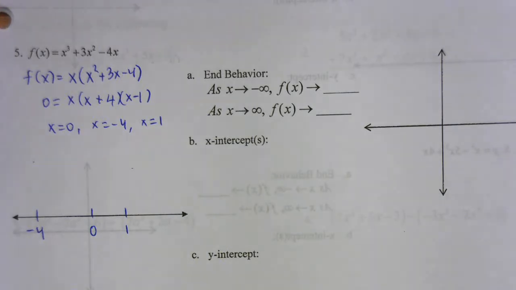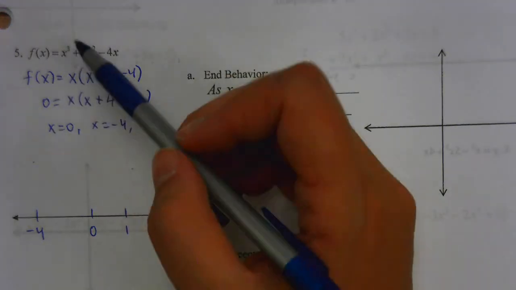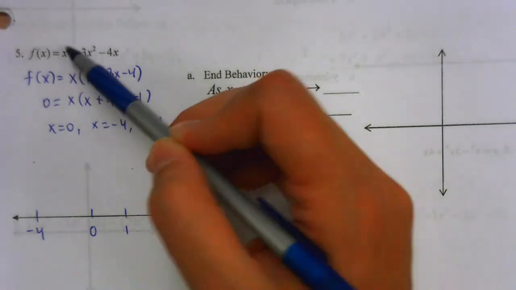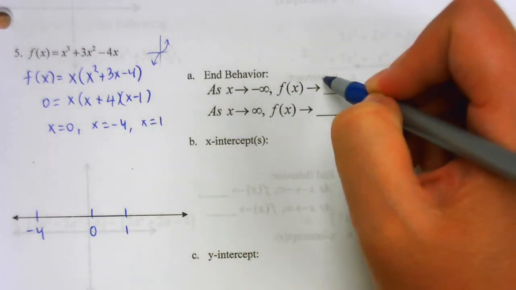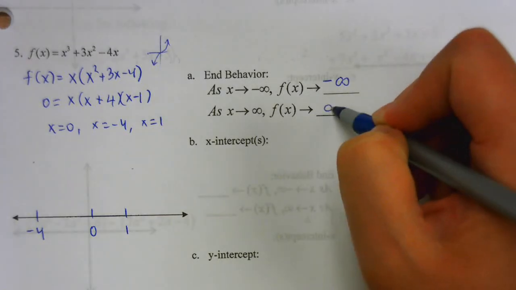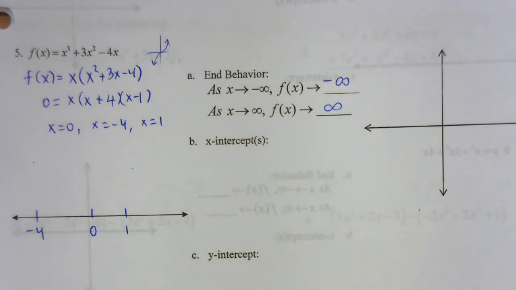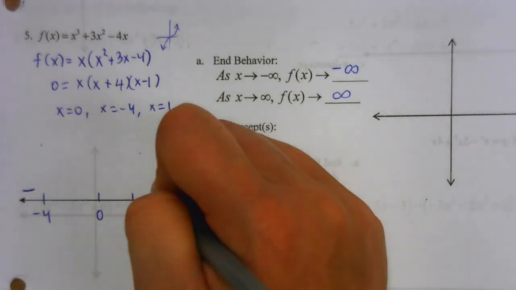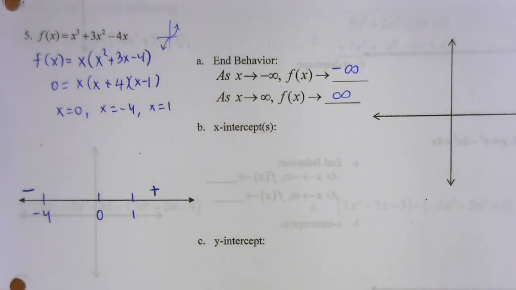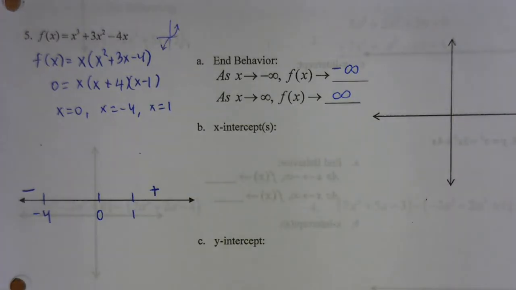I also know that my end behavior, because it is an x cubed graph and it's positive, is going to look like that. So we know that at negative infinity, we're pointing down. At positive infinity, we're pointing up, which means that on my sign chart, I know that this is negative already, and I know that this is positive already. We'll have to figure out what's happening in the middle there.